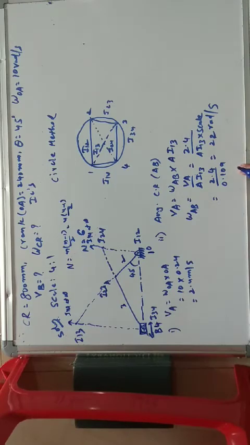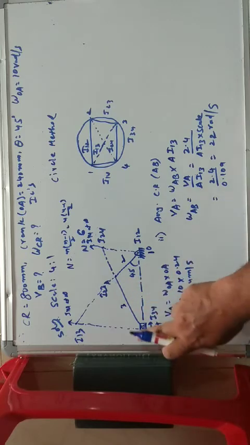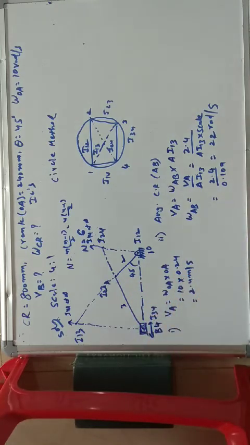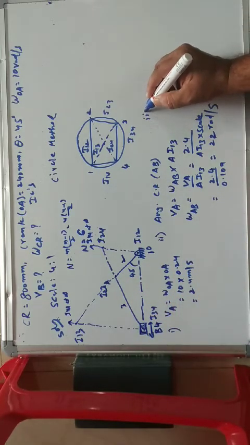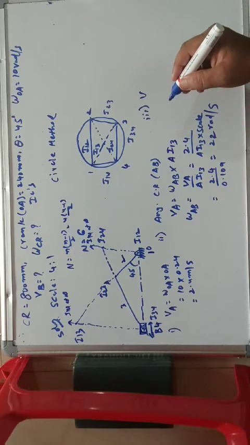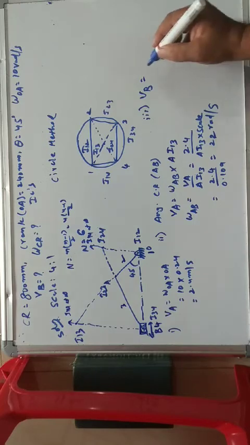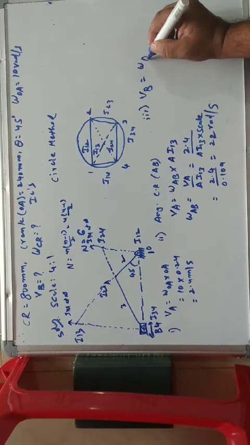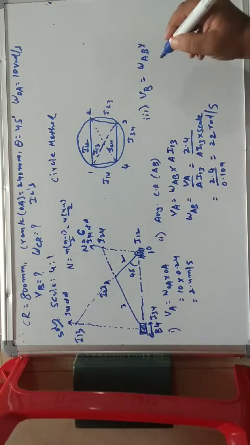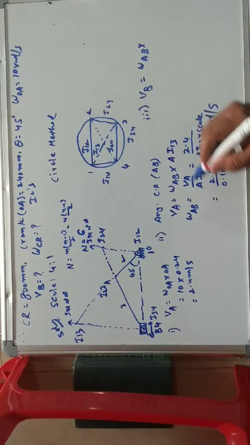In the problem, not only the connecting rod, you are also supposed to find the linear velocity of the slider. The third one is the velocity of the slider, that is VB. We know the formula: velocity of the slider VB is equal to omega AB into BI13.